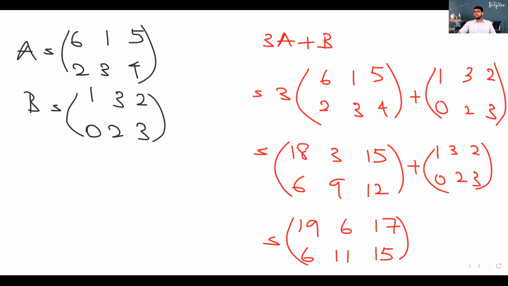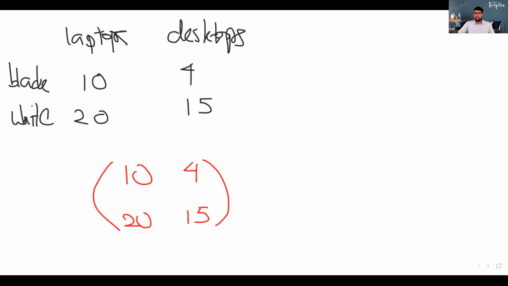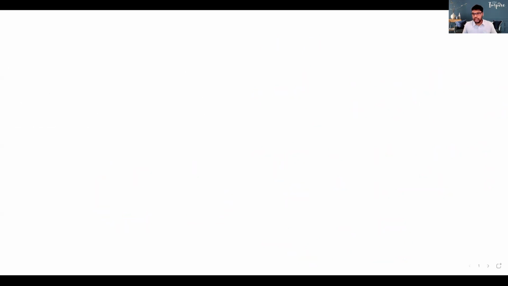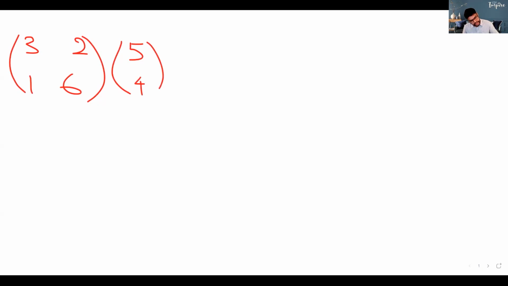All right, children. Okay. Then, so I hope this is okay, right? Next, children, let's go on to question number 5. All right. So children, in question number 5, we have to multiply the two matrices together. So the matrices are 3, 2, 1, 6 times 5 and 4, right?